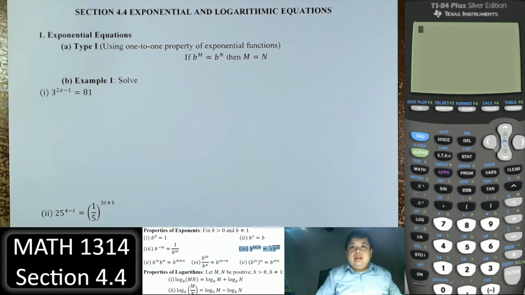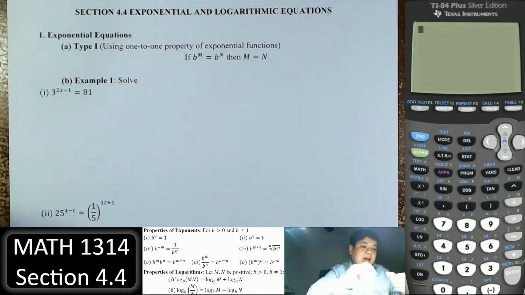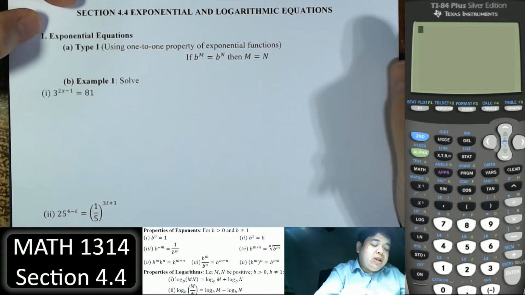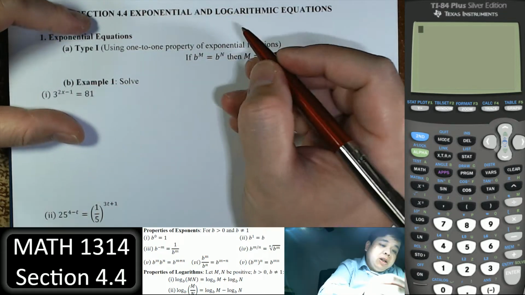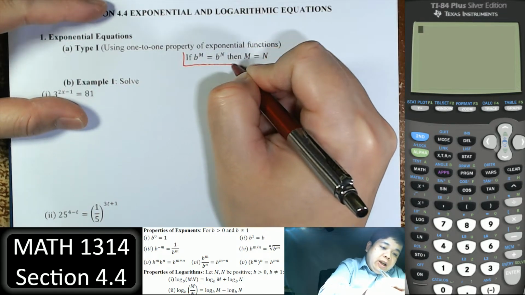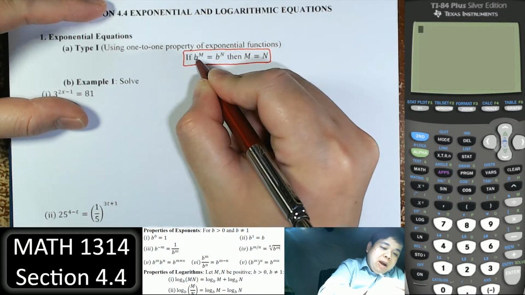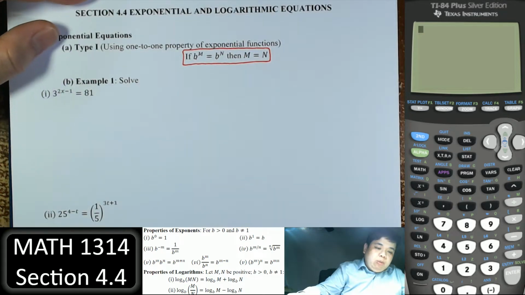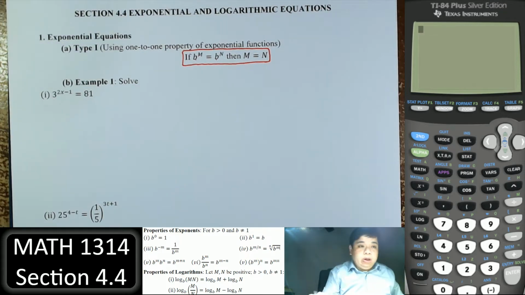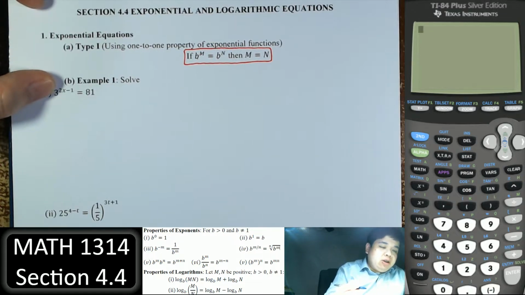In this section, we have the formula on that side. First, exponential equations. The first type of exponential equation, we use the one-to-one properties of exponents. If the bases are equal, then the exponents must be equal. So pretty much we try to convert them into expressions with the same base, then the exponents must be the same. So look at the first example.